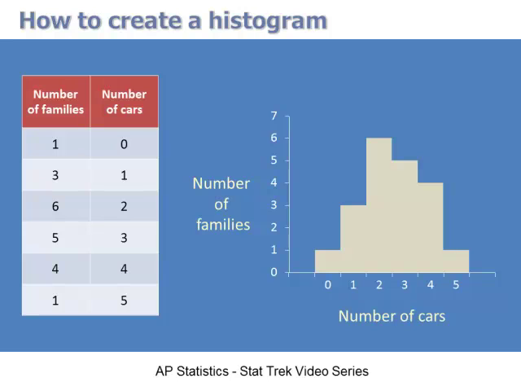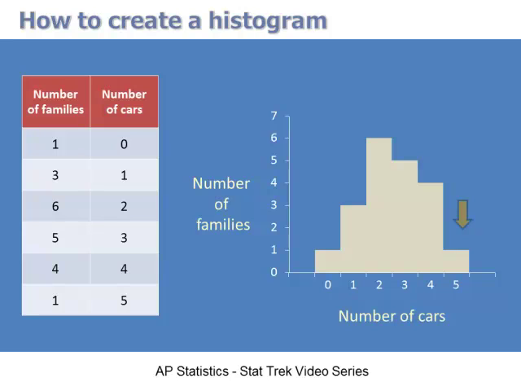We have one family with 0 cars, so the column over 0 is 1 unit high. 3 families have 1 car, so the column over 1 is 3 units high. Continuing in this way, we see that the column over 2 is 6 units high, the column over 3 is 5 units high, the column over 4 is 4 units high, and the column over 5 is 1 unit high.